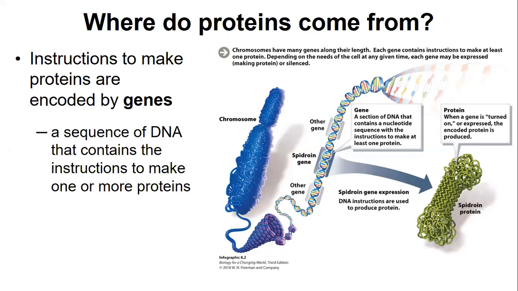And these genes are within the chromosome. So the chromosomes have many genes, and each gene contains instructions to make at least one protein. Each gene can be expressed or silenced. In other words, it can be turned on or it can be turned off. It can have a green light or it can have a red light. It depends. So let's give an example of what that means.